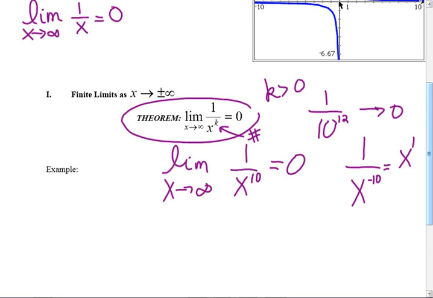X to the 10th. What happens to that as x gets big? It's getting big, right? Take the budget deficit and raise it to the 10th power. Welcome to your world. Unfortunately, it scares me. It's not going to be easy these next few years.